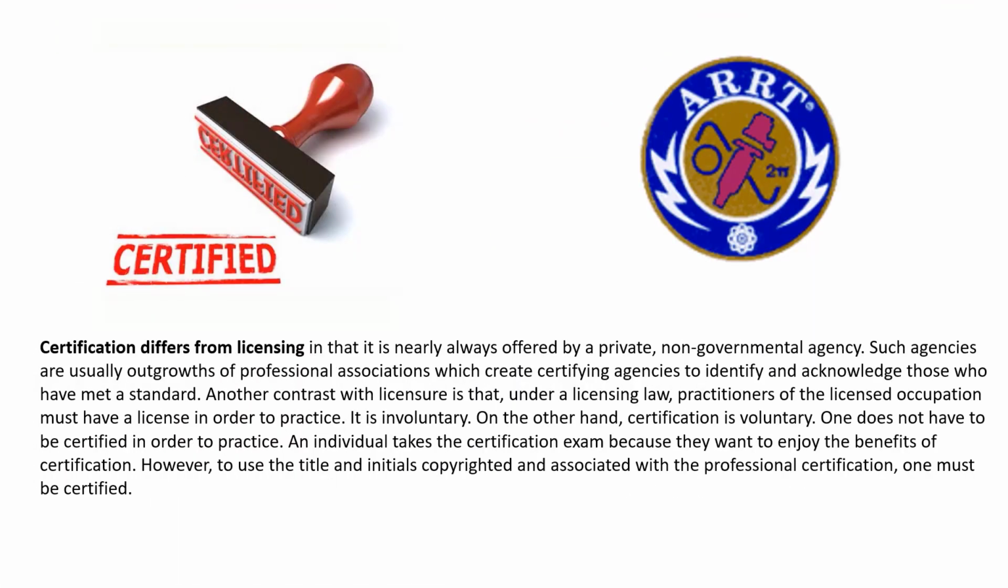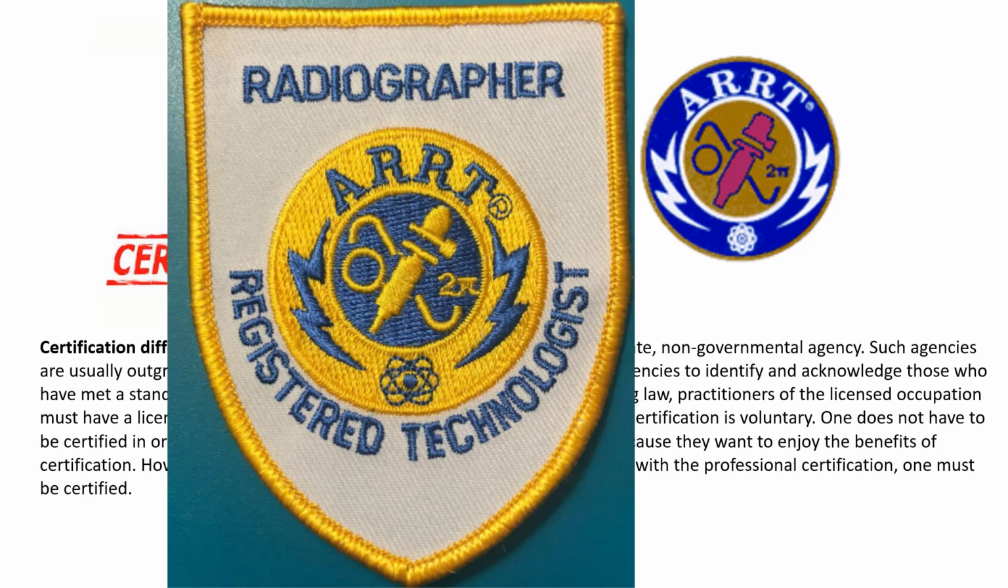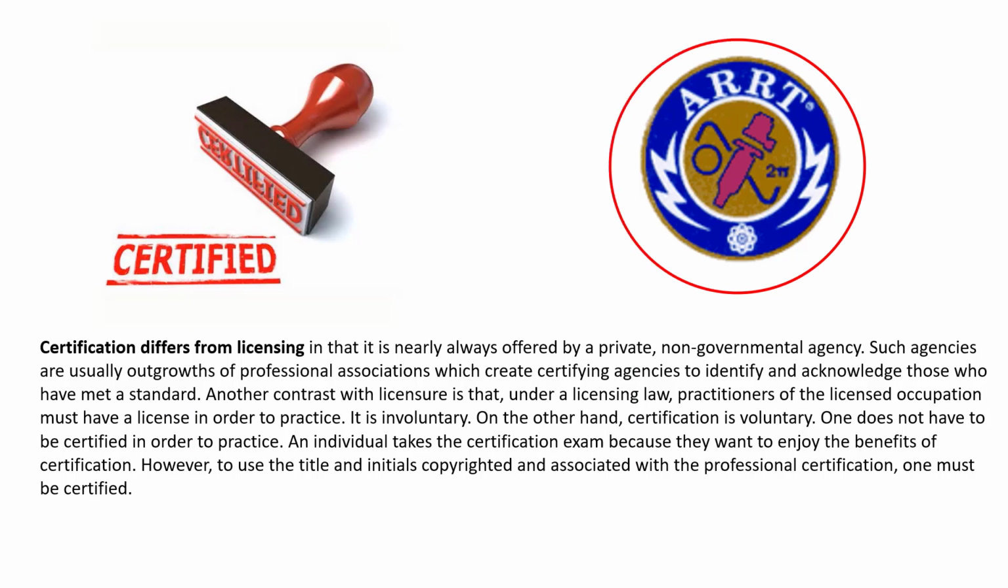Licenses are created by a governmental agency and have legal standing. A certification differs from licensing in that it is nearly always offered by a private, non-government agency. Such agencies are usually outgrowths of professional associations, which create certifying agencies to identify and acknowledge those who have met the standard. The confusion lies in there is a difference between certification and licensing. A certification is not a legal license.